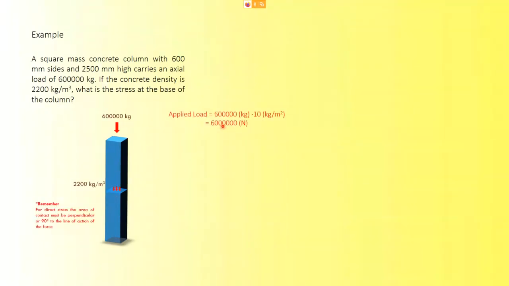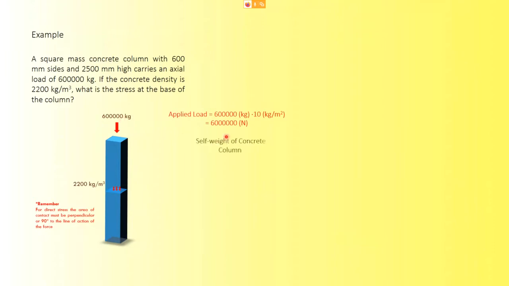Now, the applied load is 600,000 times 10, the acceleration due to gravity, the gravitational attraction. So you got this much of load in Newton. You got this much of load in Newton. That is based on this 600,000 kg.